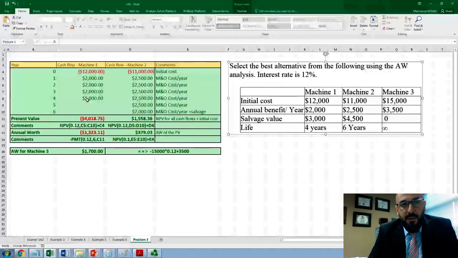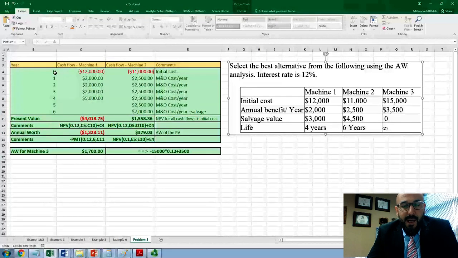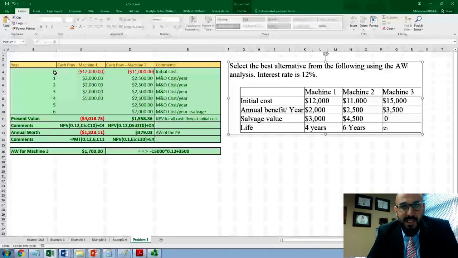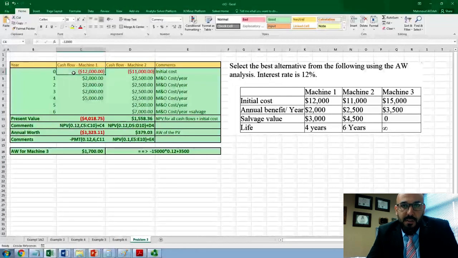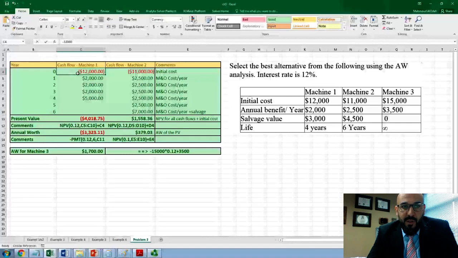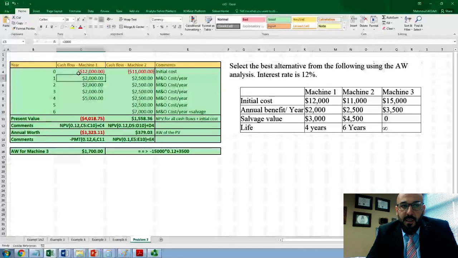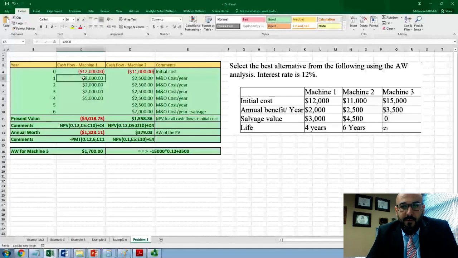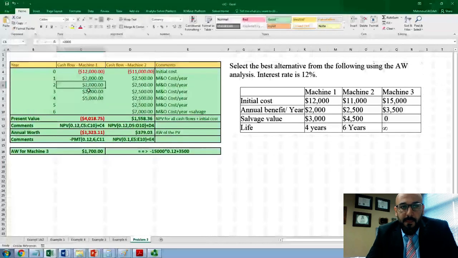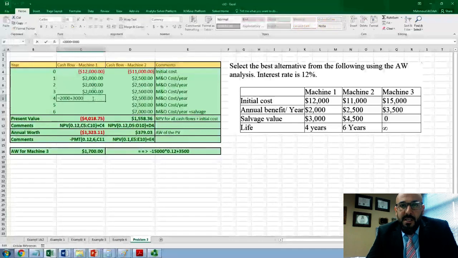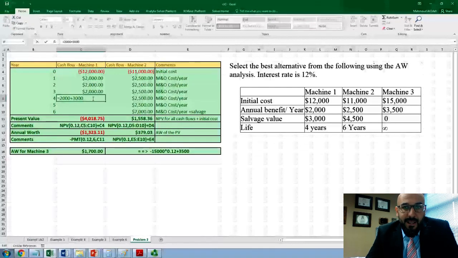So the first thing you do is build your cash flow year by year and find out what would be the transaction in that year. For example, for machine 1, on year 0 we have only the initial cost of $12,000. From year 1 to 4 we have a benefit of $2,000. On year 4, in addition to the benefit of $2,000, we have a salvage value of $3,000.